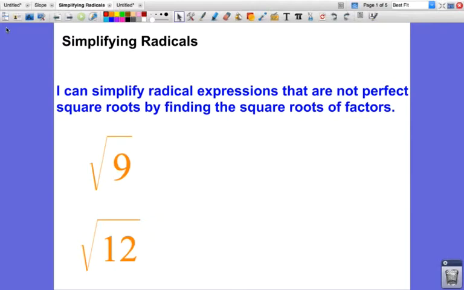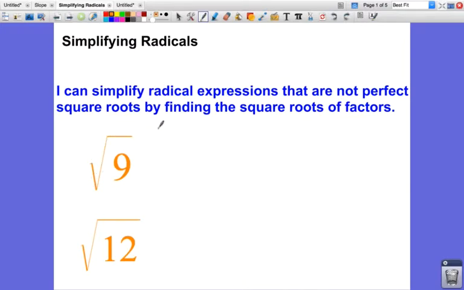Okay, so if we look at our I can statement, it says I can simplify radical expressions that are not perfect square roots by finding the square roots of their factors. So a radical, just so we know, is this symbol right here. That's what it's called. And really, what this means is the square root.